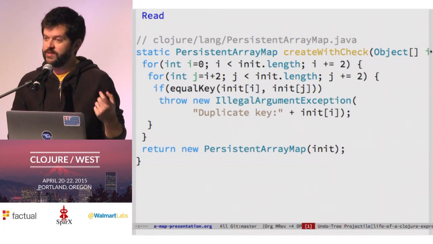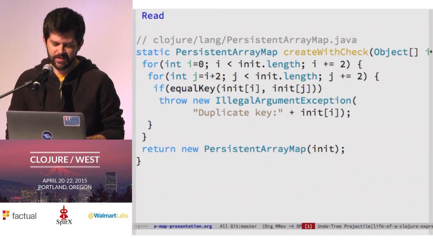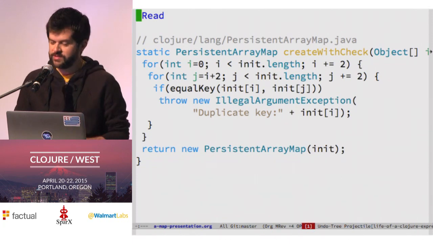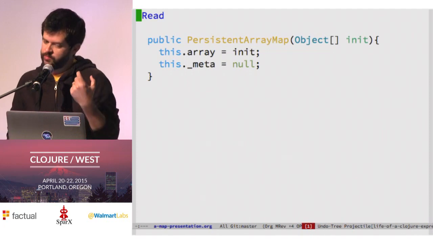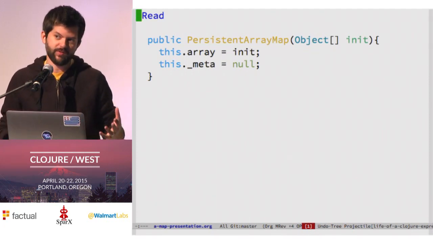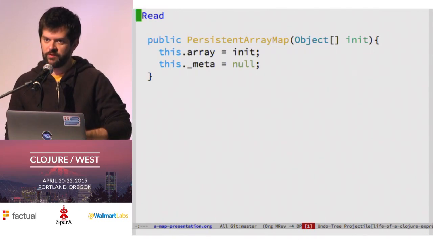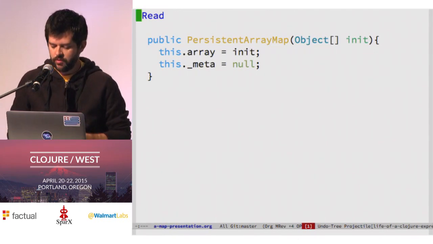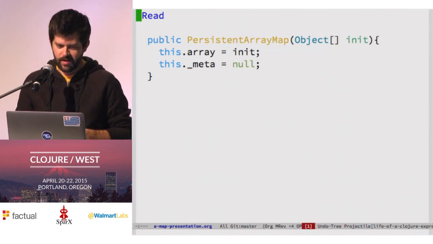With check just means make sure you don't have duplicate keys. So it checks to be sure you don't have duplicate keys, and then returns a new persistent array map. And all that does is wrap a persistent array map object around this array of objects. What a persistent array map does is create a map interface with just an array underneath. So at that point, we have an array map.